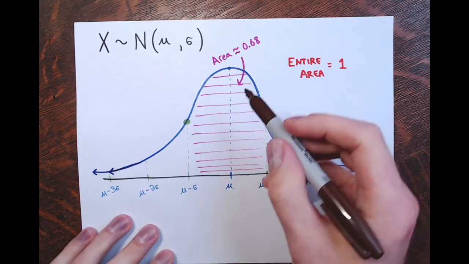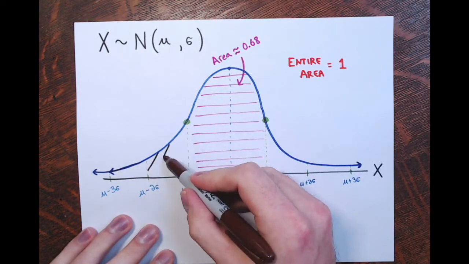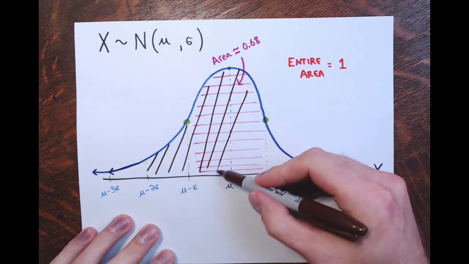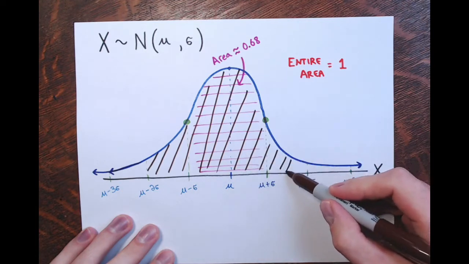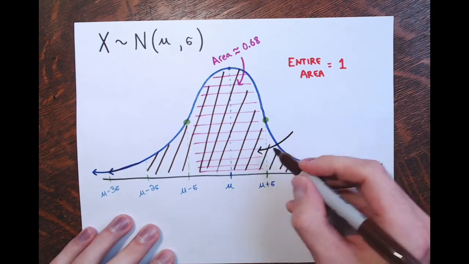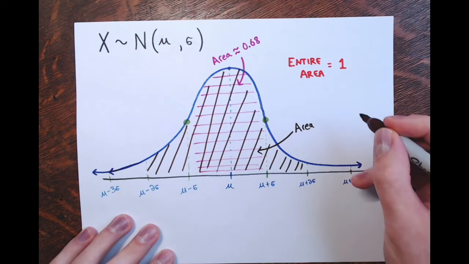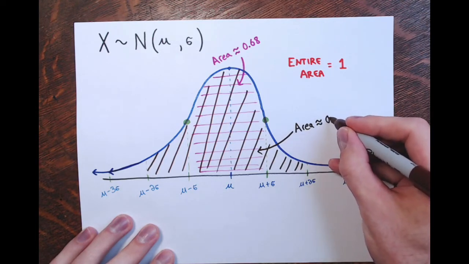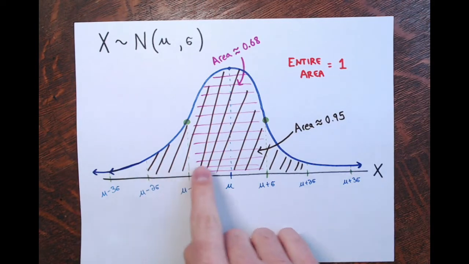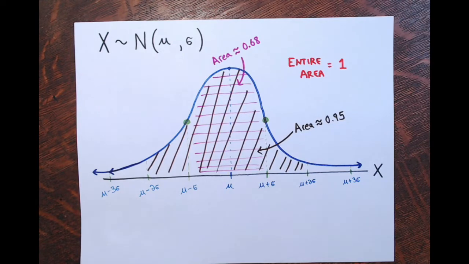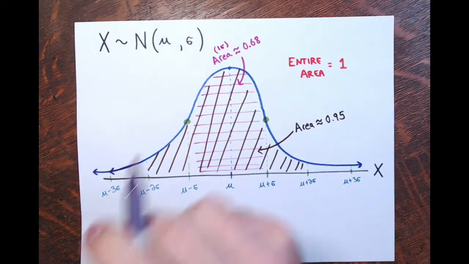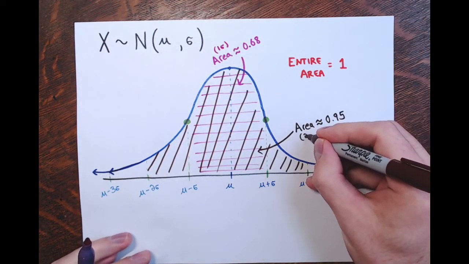Then within 2 standard deviations, so if I do this area here, from mu minus 2 sigma to mu plus 2 sigma, the area under this curve is approximately 95%, or 0.95. That was within 2 standard deviations. Maybe I should write this out. This is within 1 sigma. This area I've written here is within 2 sigma.